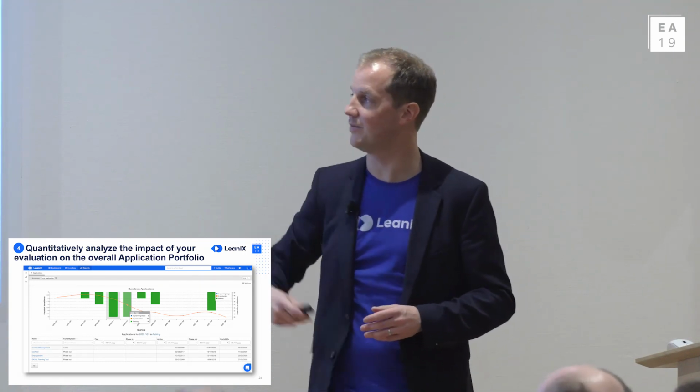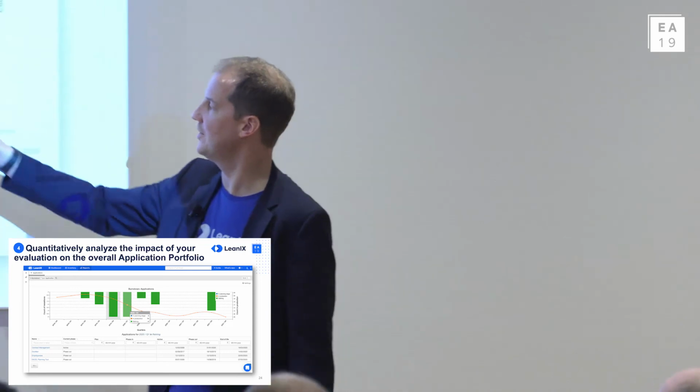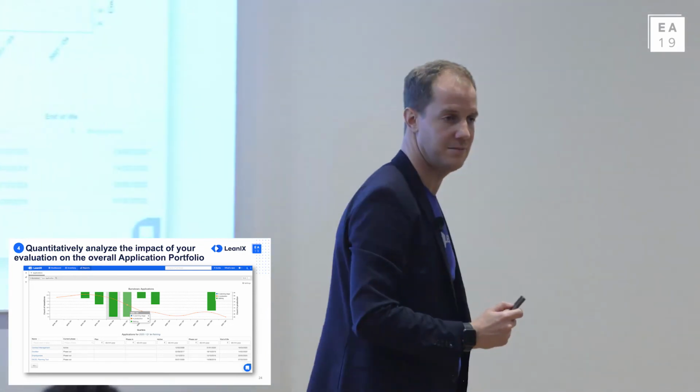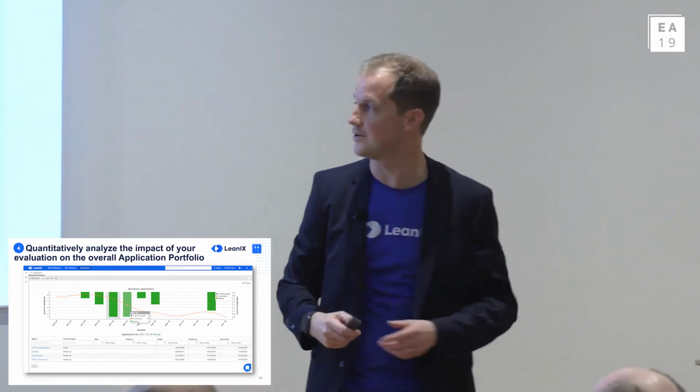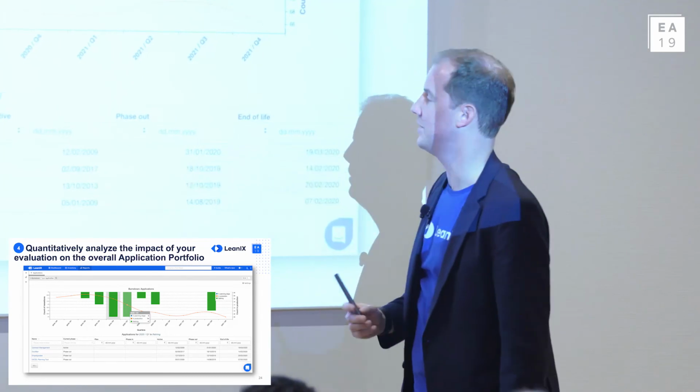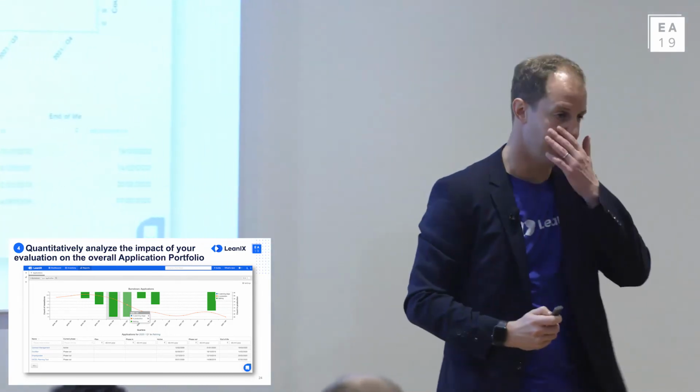And we might realize at this point that we are not ambitious enough to reach our goals for end of 2020, because we want to reduce 10% of the applications. But so far as planned, we can only reduce them in 2021. So it's not hitting our goals here.